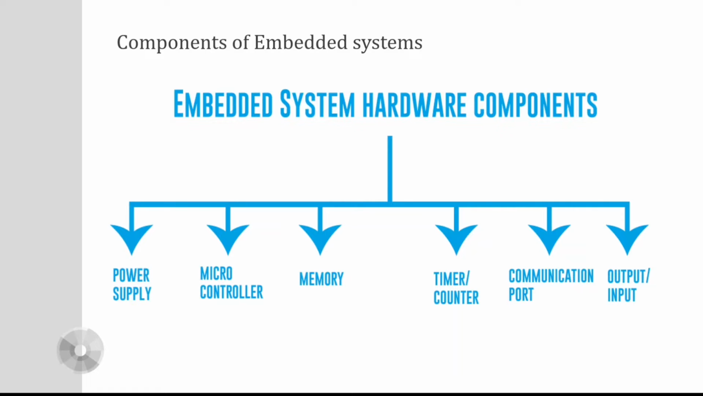So here we have the components of the embedded system. These are some of the hardware components, like the power supply. Without a power supply we cannot run any embedded system, right? We have the microcontroller, which is a combination of a microprocessor, memory, and some input and output ports all together in a single chip. And if the memory in a microcontroller is not sufficient, we can add external memory to the microcontroller.